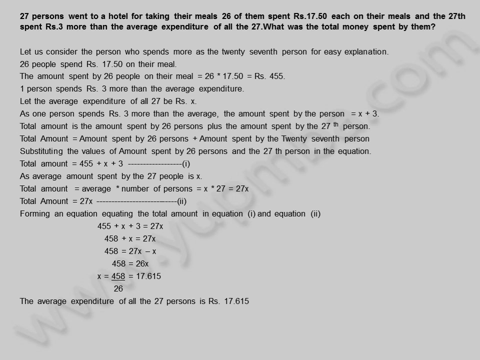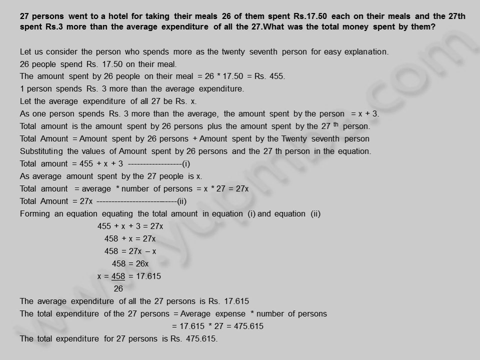17.615 rupees. The total expenditure of the 27 persons is equal to average expense into number of persons, which is 17.615 into 27 is equal to 475.615. The total expenditure for 27 persons is 475.615 rupees. Let us see another example.